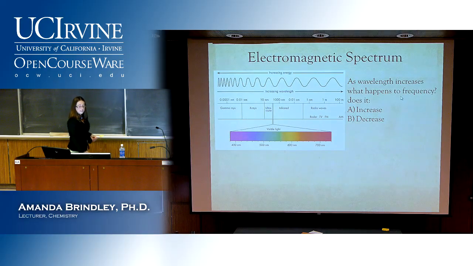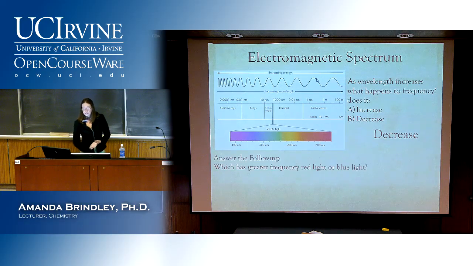As wavelength increases, it's going to take you longer to get from one cycle to the next, which means what's going to happen to your frequency? It's going to decrease. Now, let's look at this and say, well, which has a greater frequency, red light or blue light? Frequency isn't really listed on here, but we know that frequency and wavelength are inversely related. As wavelength gets bigger, frequency gets smaller, and vice versa. So if you look at this and ask which one has a greater frequency, it's going to be blue light.